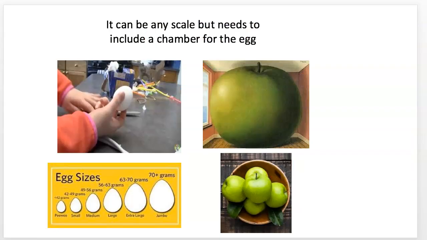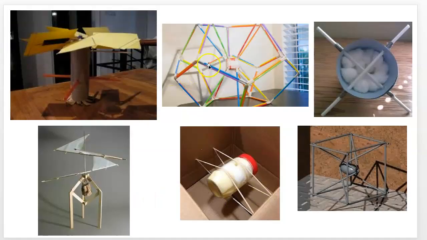It can be any scale, but it needs to include an egg in the chamber. So that's the size of an egg, roughly. They come in various sizes: jumbo, extra large. And you need to think about that as part of it. So this is just a pun on Magritte painting an apple. It's going to be in relationship to the egg, what you're making. So you have to have part of it at least where the egg can go in and out of it. It has a chamber where it's located.